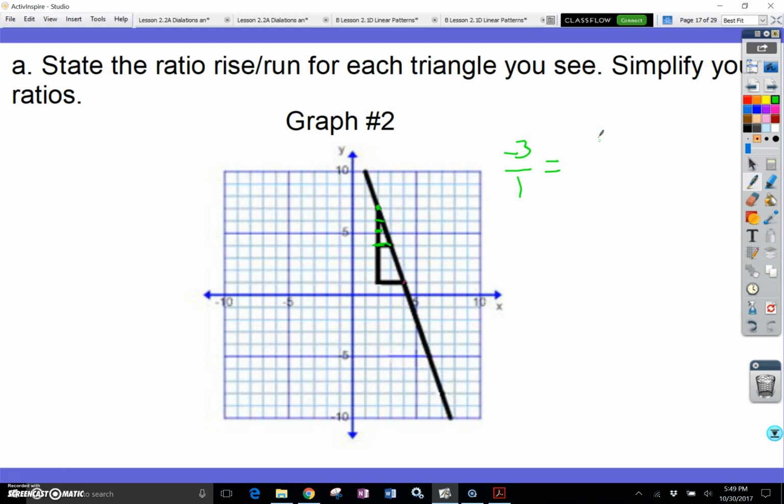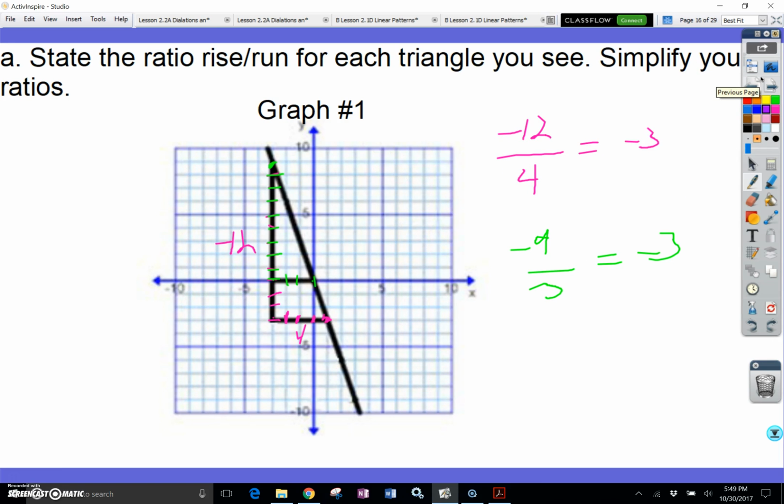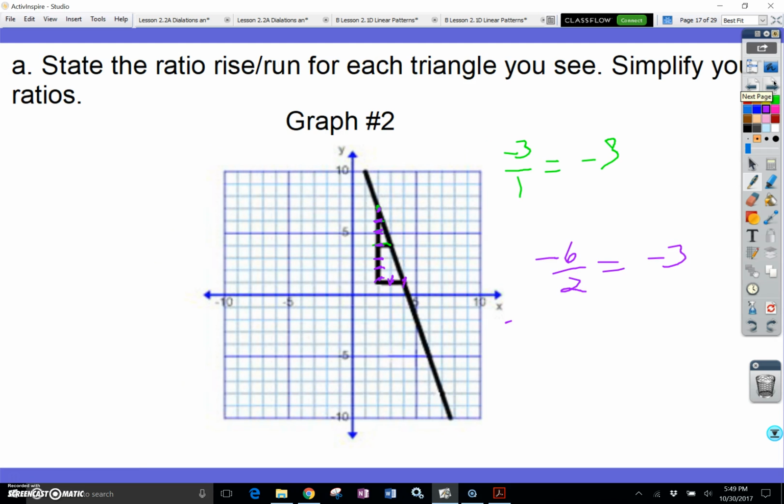It's a negative slope. Remember, negative slope doesn't affect the steepness. It only affects the direction. So now let's look at the next one. I go down 1, 2, 3, 4, 5, 6, over 1, 2. So down 6 over 2 is negative 3. If we looked at my previous example, this also had a slope of negative 3. It was just shifted to the right a little bit.